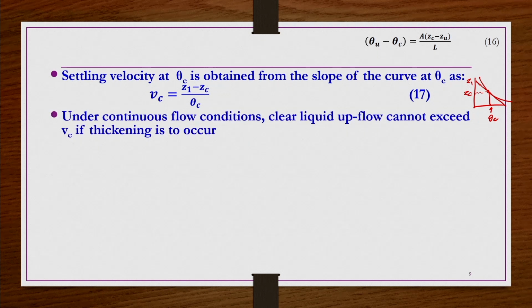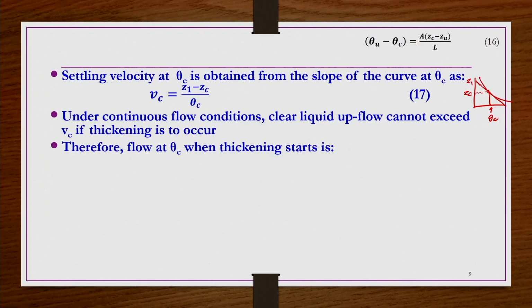Under continuous flow conditions, the clear liquid upflow cannot exceed Vc if thickening is to occur. We do not want the solids to go into the clear liquid; we want the solids to be settled. So the clear liquid overflow rate should be less than Vc if thickening is to occur, otherwise particles will come into the clarified liquid, which we do not want.